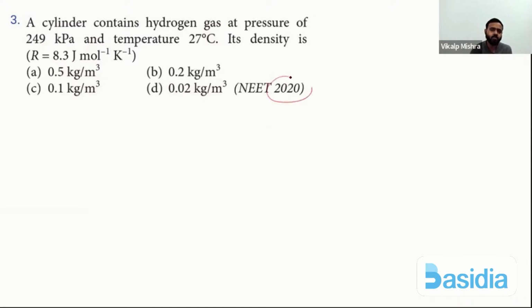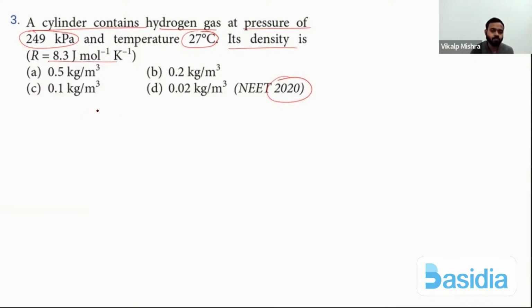It was asked in 2020. Simple question, very simple question. What is given? Let's see. A cylinder contains hydrogen gas at pressure of 249 kilopascal. Okay. Temperature 27 degrees Celsius. Its density is, they're asking density of the gas. R is given, universal gas constant 8.3.